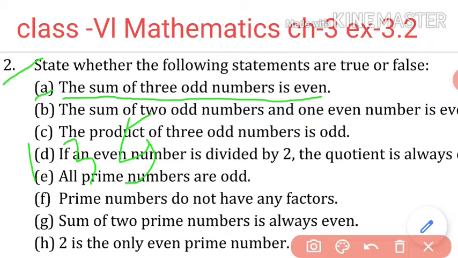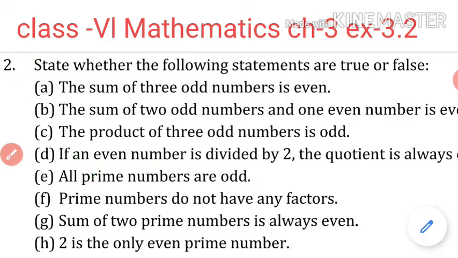If you add all these, 5 plus 3, 8, 8 plus 1, 9. So is 9 odd or even? 9 is an odd number, isn't it? So this will be what? This will be false. So question A will be what? False.